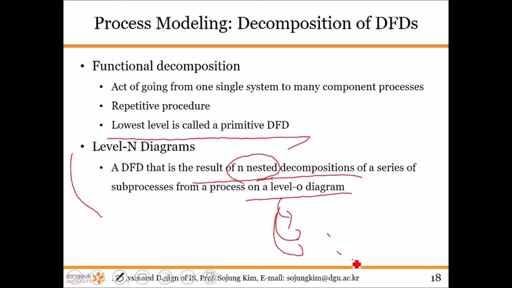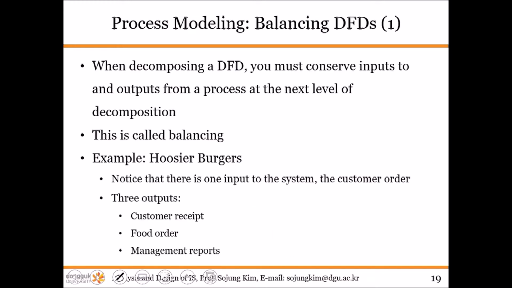So that's why people call it a level-n diagram, right? Sometimes you have level 1, level 2, but sometimes you have level 5 or something like that, according to the complexity of the system. So when decomposing a DFD, you must conserve the input and output from the process at the next level of decomposition. This is called balancing, so it should be balanced.